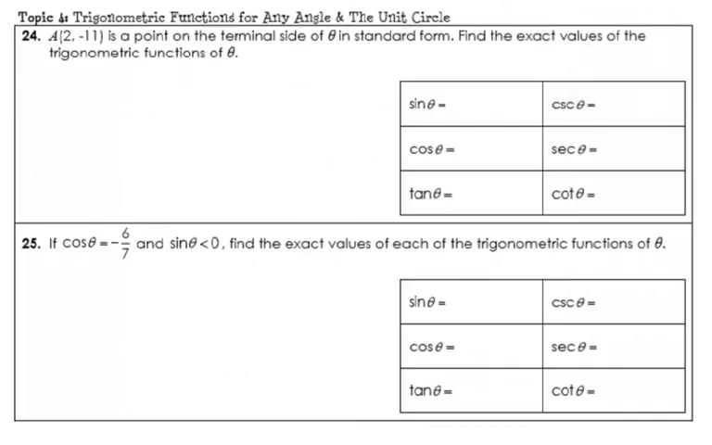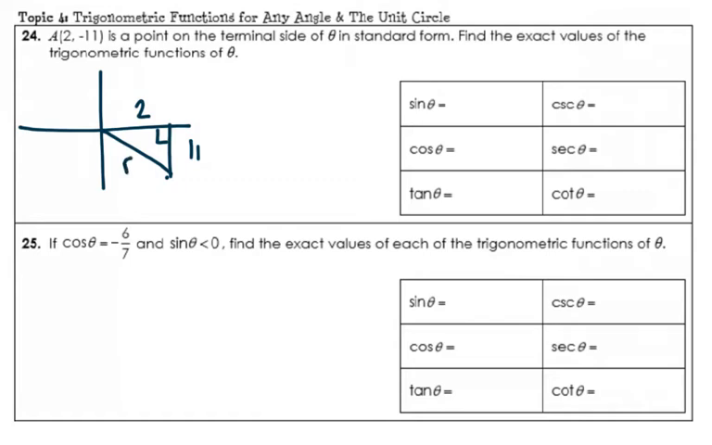Alright. Okay, so let's look at 24. If it doesn't give you a picture, the easiest thing to do is draw a little picture. So the point 2, negative 11, I don't know, we'll say it's somewhere down here. So you go over 2 and down 11. Obviously not drawn to scale. That's horrible. My bad. Okay.